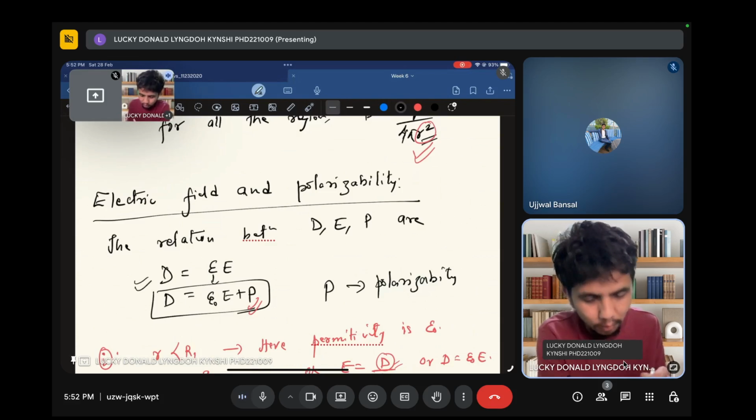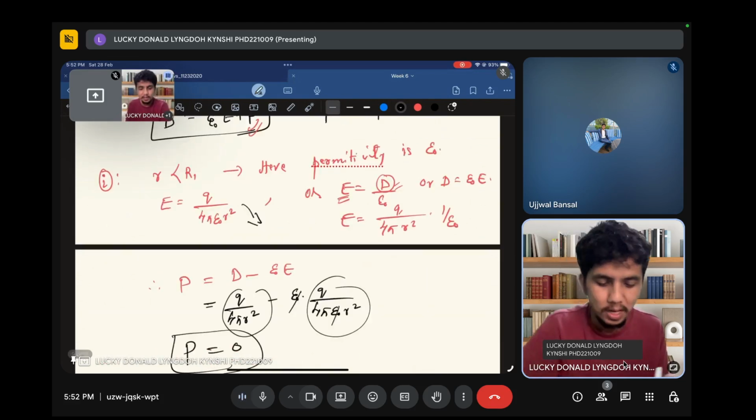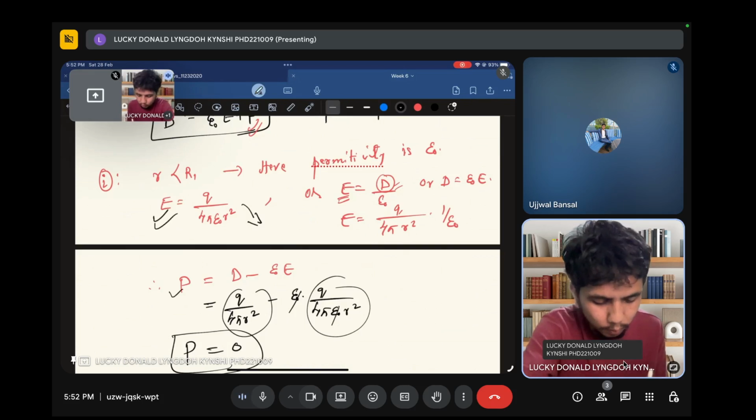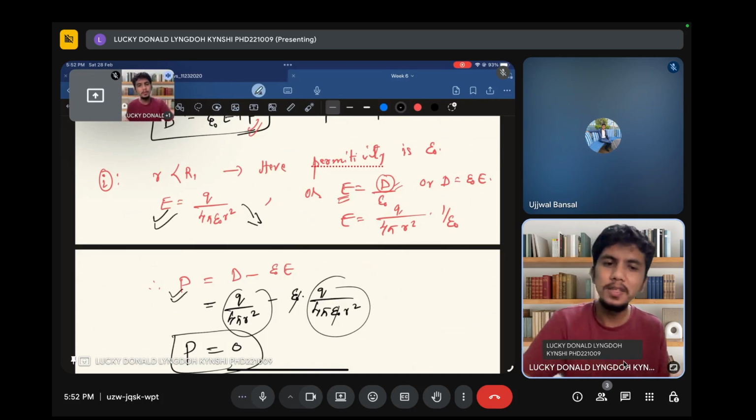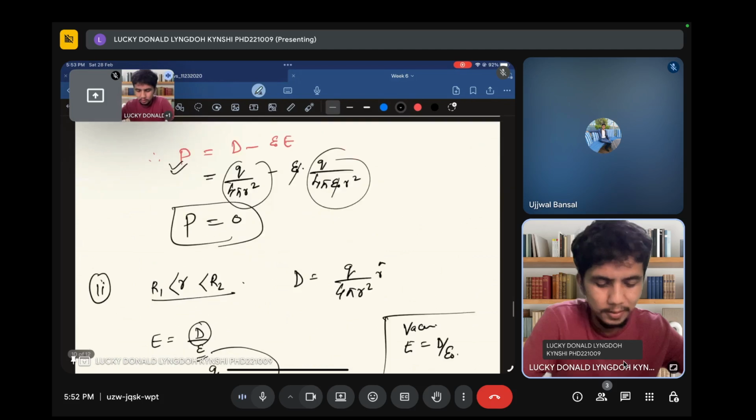D is equal to epsilon times E. That means you can calculate the electric field and also the polarization. So this is a pretty straightforward formula. You just need to use the Gauss law and the potential due to a point charge, and you will be able to write everything. These are simple problems.